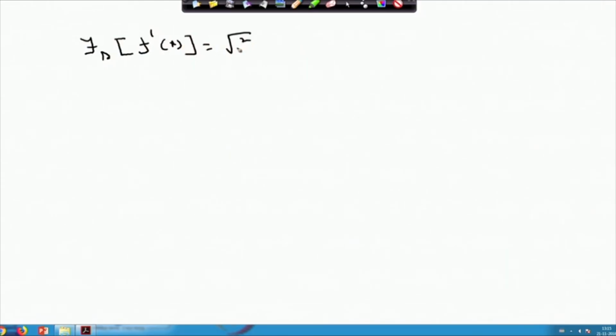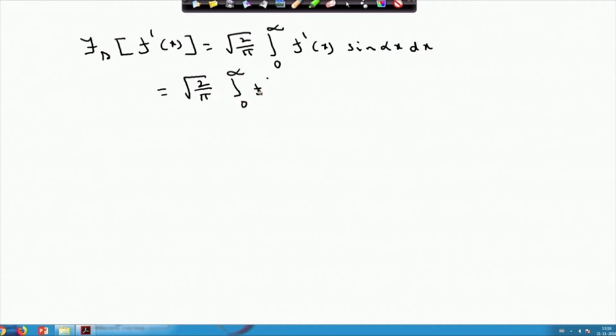In the same way, we can approach root over 2 by pi into integral 0 to infinity f dash x into sine of alpha x dx. I can write it as root over 2 by pi integral 0 to infinity f dash x, I will keep it as it is, sine of alpha x I am writing, and f dash x is d of f x into dx. Use the integration by parts now.